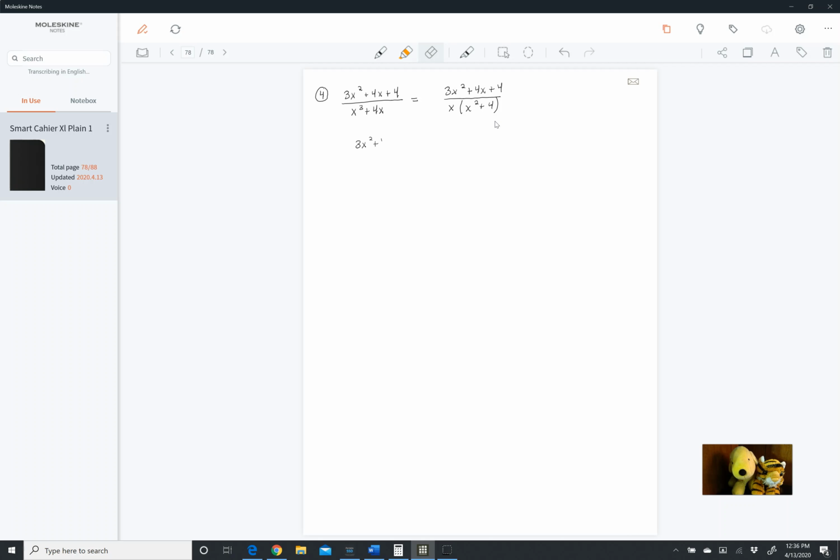3x squared plus 4x plus 4 over x times x squared plus 4. And here we have two fractions because we have two factors here. First one gets an x, second one gets an x squared plus 4. Okay.